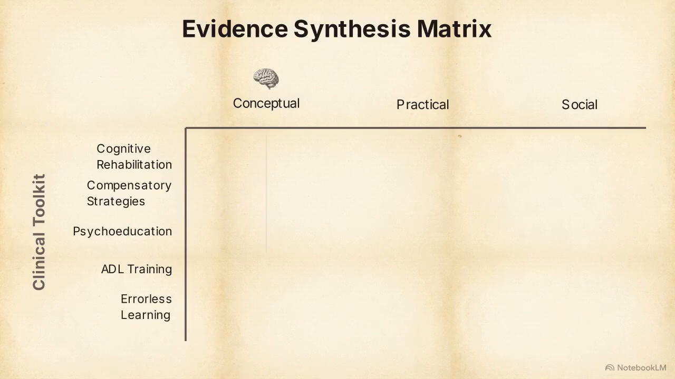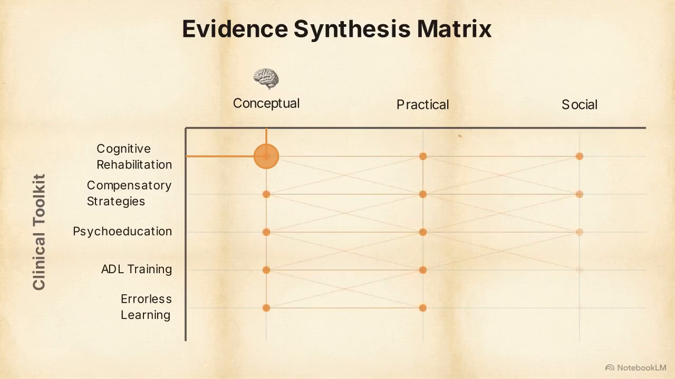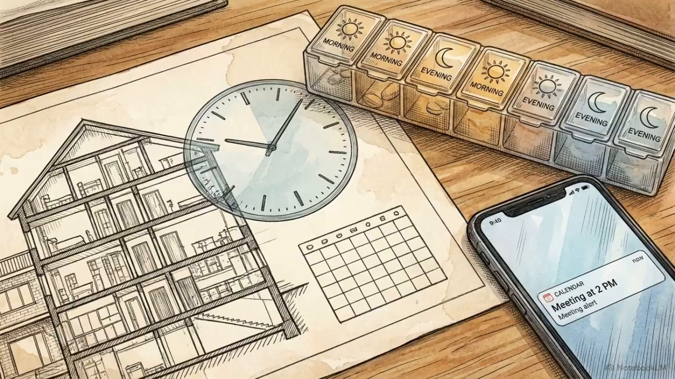The core operational rule of this matrix is precision. Interventions only yield optimal functional outcomes when they are systematically matched to the specific domain they are designed to treat. Randomly applying an intervention without cross-referencing wastes clinical resources and stalls independence. The conceptual domain deals with the underlying mechanics of thought, deficits in memory, attention, executive skills, and problem-solving.